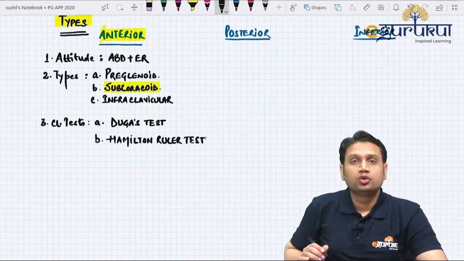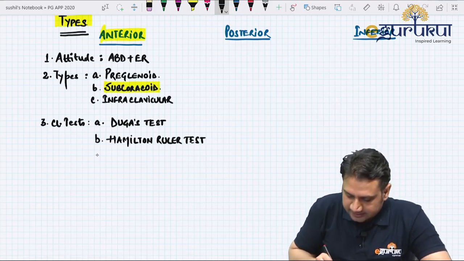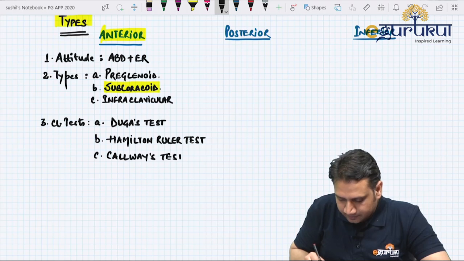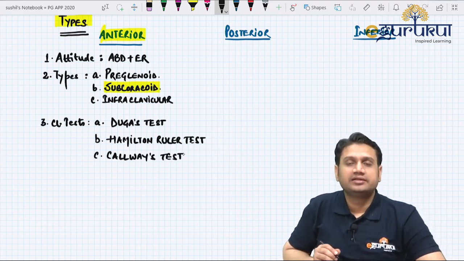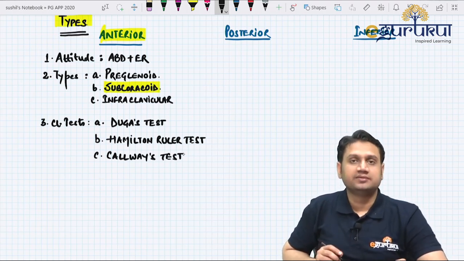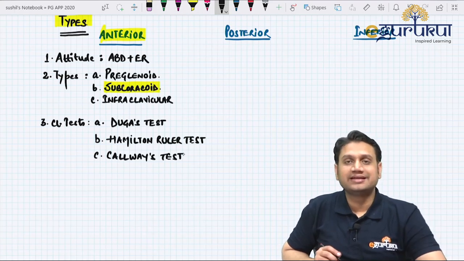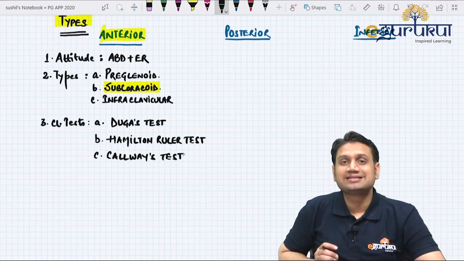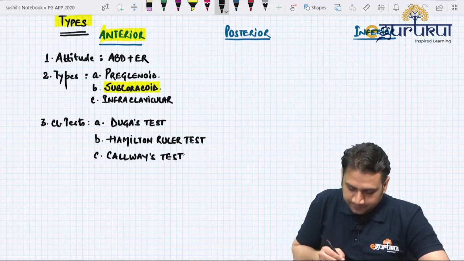So Hamilton ruler test. Third is Callaway's test, C-A-L-L-A-W-A-Y. In Callaway's test, the circumference of the axilla is measured, right? It will be more on the dislocated side as compared to the normal side. So the circumference of the axilla is increased in Callaway's test.